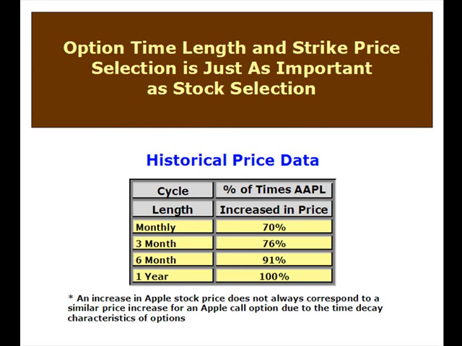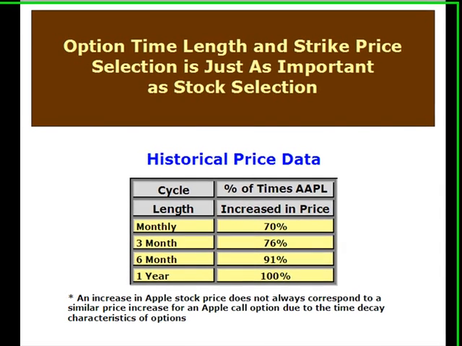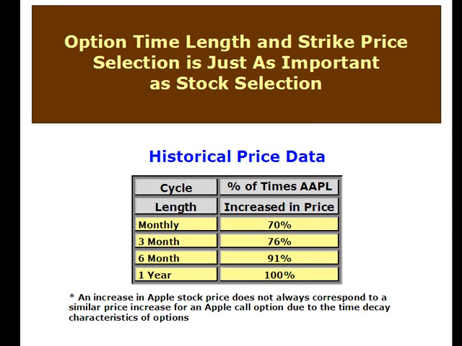Now, with so many options to choose from, in my experience, I found that selecting an option time length and strike price is just as important as selecting the stock itself. And I like to use historical price data to help select the time length for an option. And in this table I'm showing you here for Apple stock, I know the percentage of times that Apple stock increased in price for various option cycles. So this helps me select an option cycle and time length that has a high probability of success.